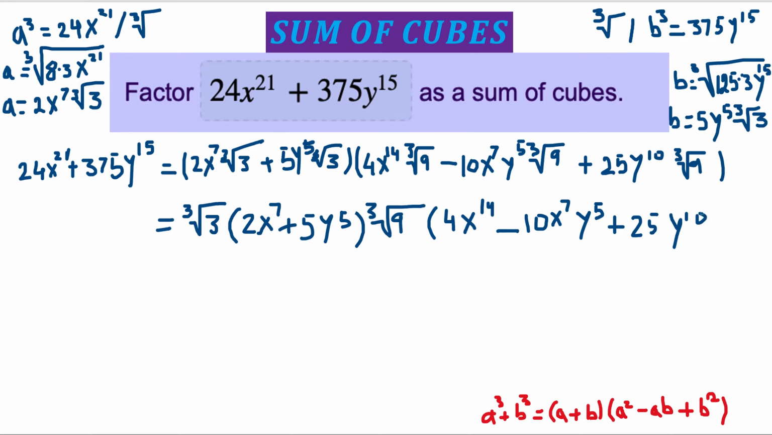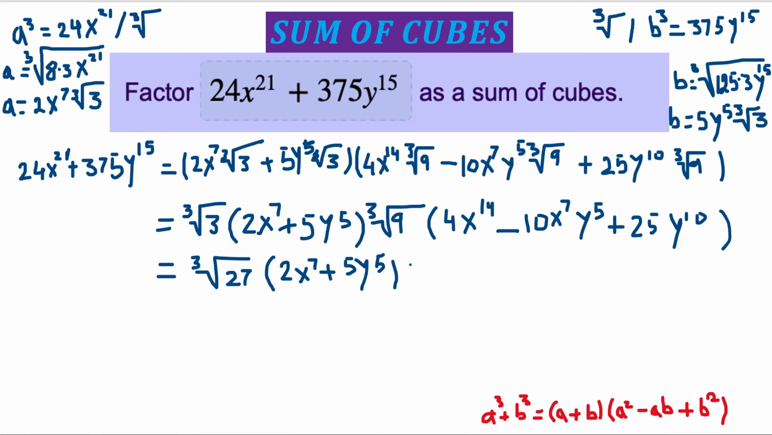So this is what we have here. We can close. And now cubic root of 3 times cubic root of 9 is going to be equal with the cubic root of 27, which is equal with 2x to the 7 plus 5y to the 5. So the rest of it I just can rewrite everything.